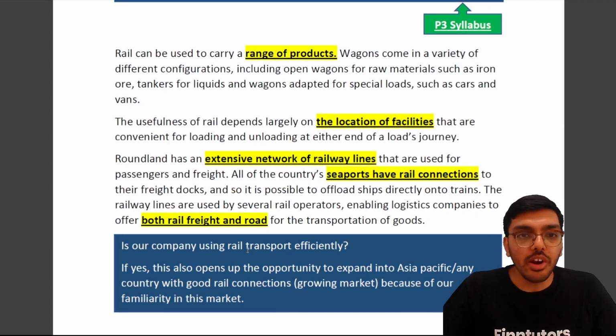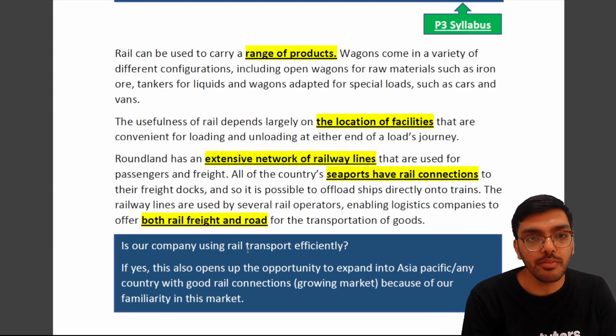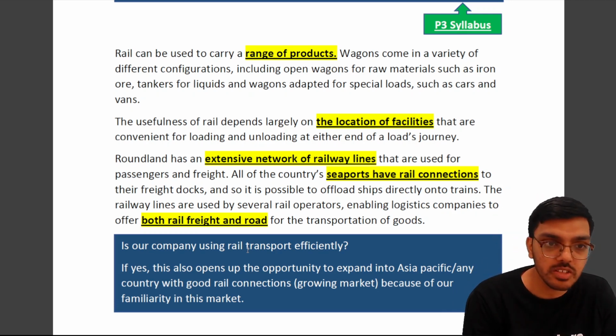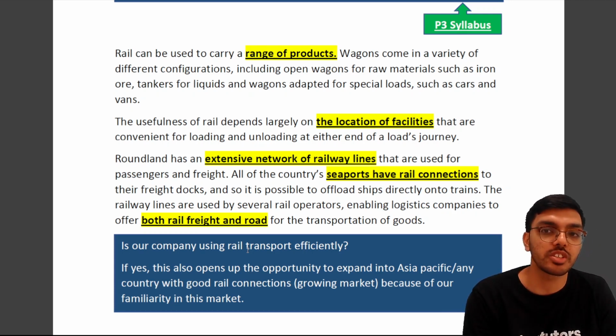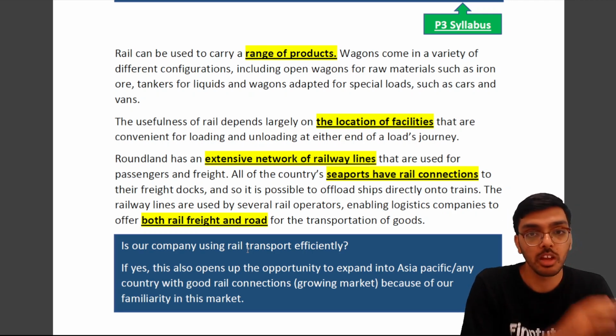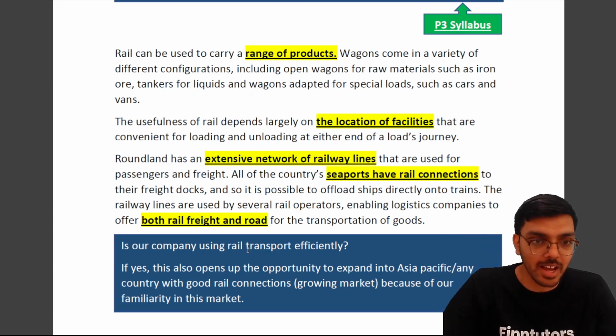Rail can be used to carry a range of products. Wagons come in a variety of different configurations, including open wagons for raw materials such as iron ore, tankers for liquids, and wagons adapted for special loads such as cars and vans. Everything can be transported via rail. You can have your open wagons, you can have your tankers, you can have specialized wagons.